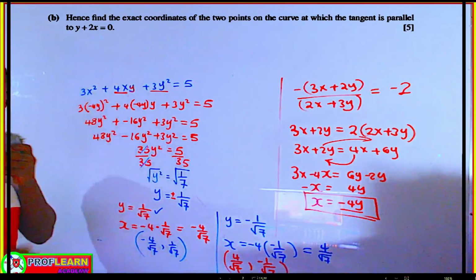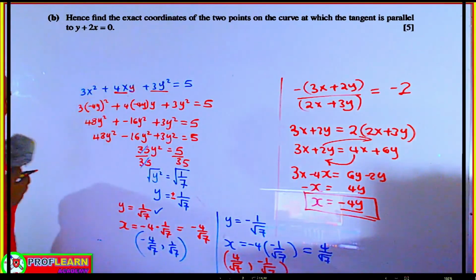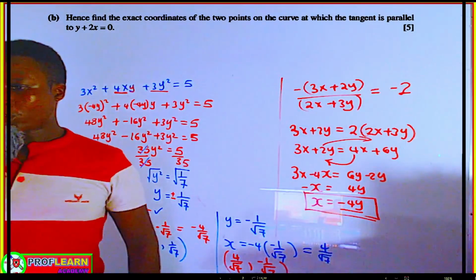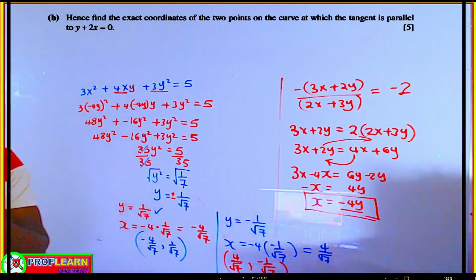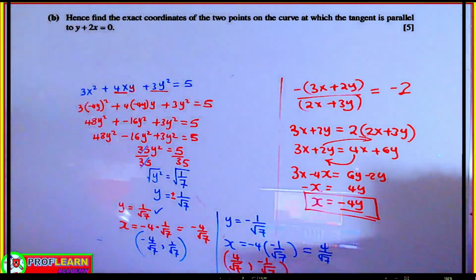And now that marks the end of this question, because we are supposed to write the exact coordinates of 2 points of the curve at which the tangent is parallel to the line y equals 2x. Understanding?